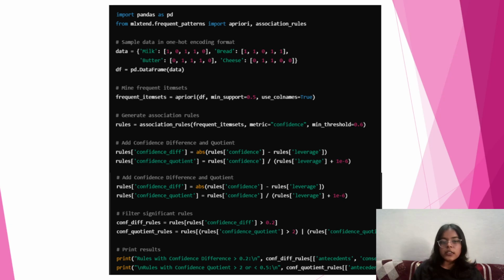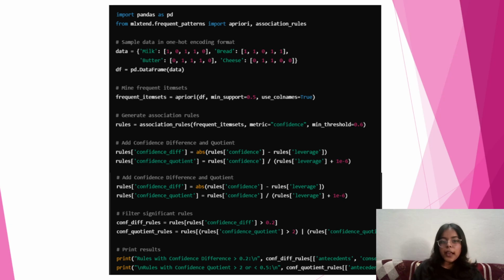Now prepare the dataset. Our dataset is in an encoded format where 1 means the item is present and 0 means it is not. Here's a small example dataset: milk, bread, butter, and cheese. Milk is present three times, bread is present four times, butter is present three times, and cheese is present only two times. Then we'll make a data frame.